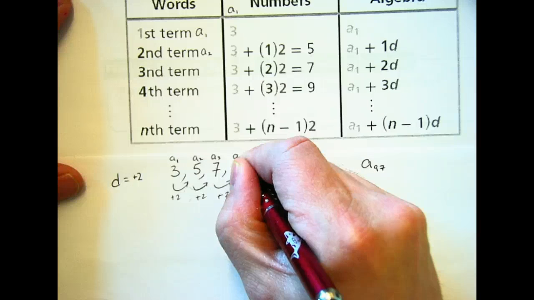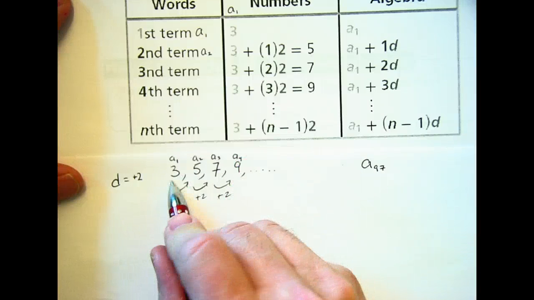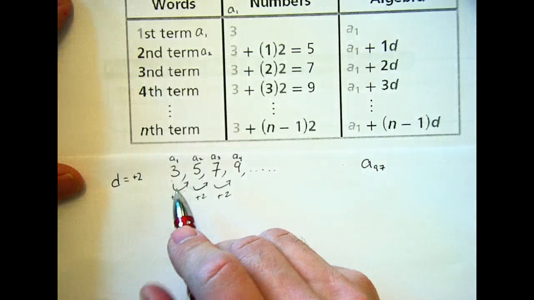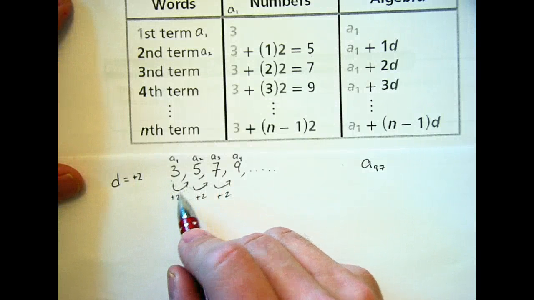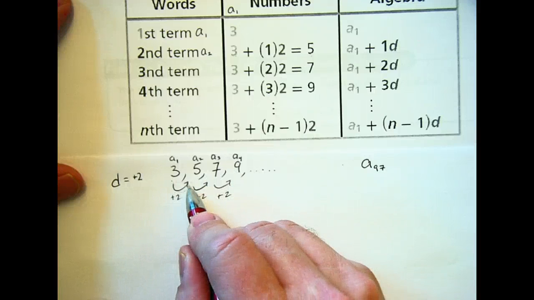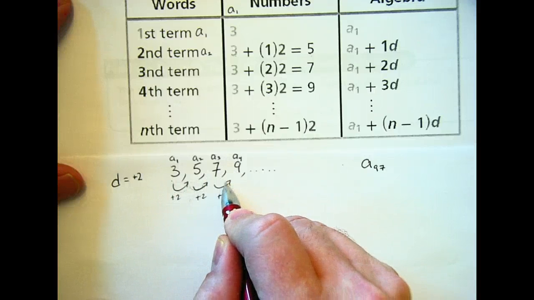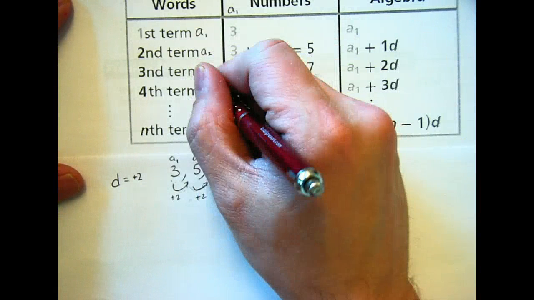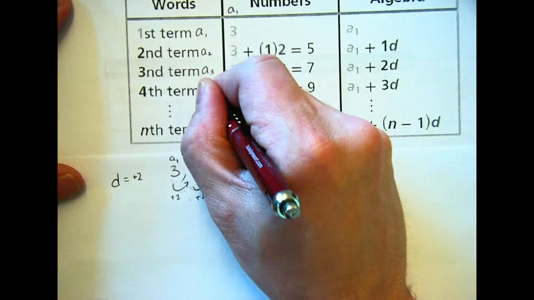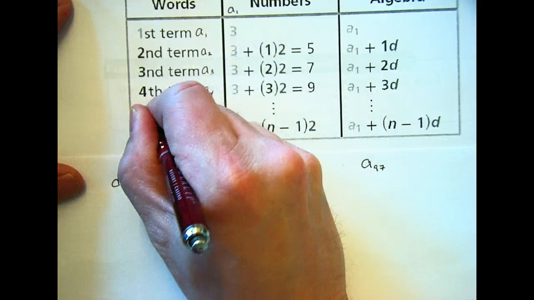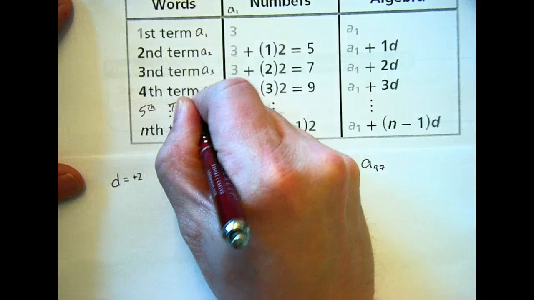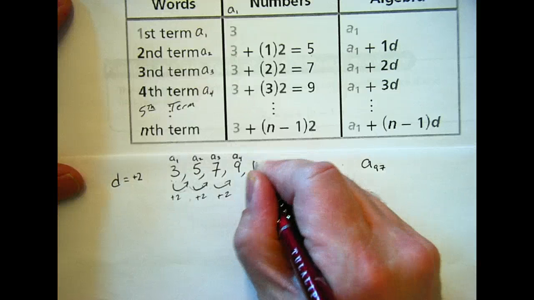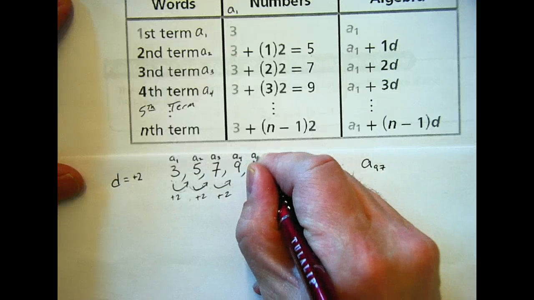Our fourth term, A sub 4, we took our first term and added how many 2s? Stay with me. From here to here, we added how many twos? Three twos. Okay, that gave us our fourth term. Let's say we wanted a fifth term. They didn't put that here. But my fifth term is actually 11. A sub 5.